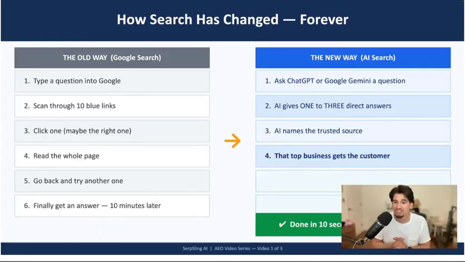Okay, however, the new way where things are going. Number 1, you ask ChatGPT or Google Gemini a question. Number 2, AI gives you 1 to 3 direct answers. Number 3, AI names the trusted source, so it backs everything up. And number 4, the top business gets the customer. Okay, and it's done in 10 seconds. One business wins. All right, that's where things are going, and the shift has already begun.